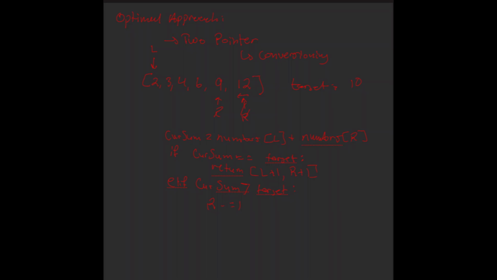So again, we are greater than 10. So we tell the right pointer, go one more time, decrement to the left. So we hit the situation where 6 plus 2 is 8, which is less than the target. That's our else condition, where we tell the left pointer to increment by 1, so now we have the left pointer at 3. So 3 plus 6 is 9, which is still less than the target.